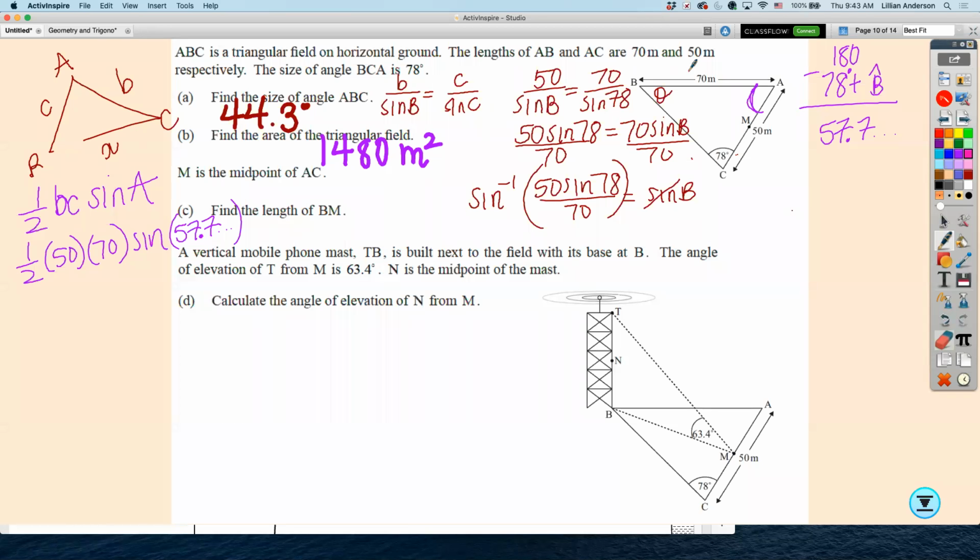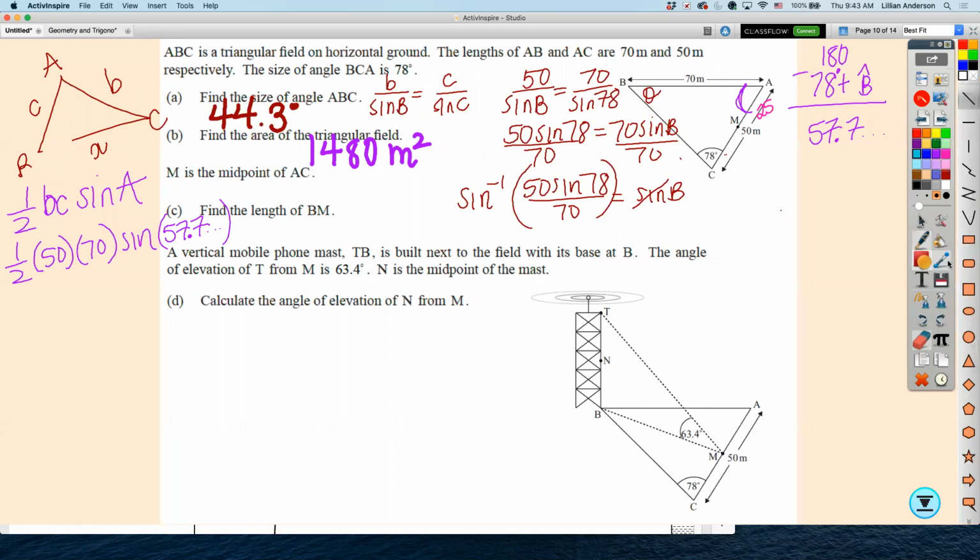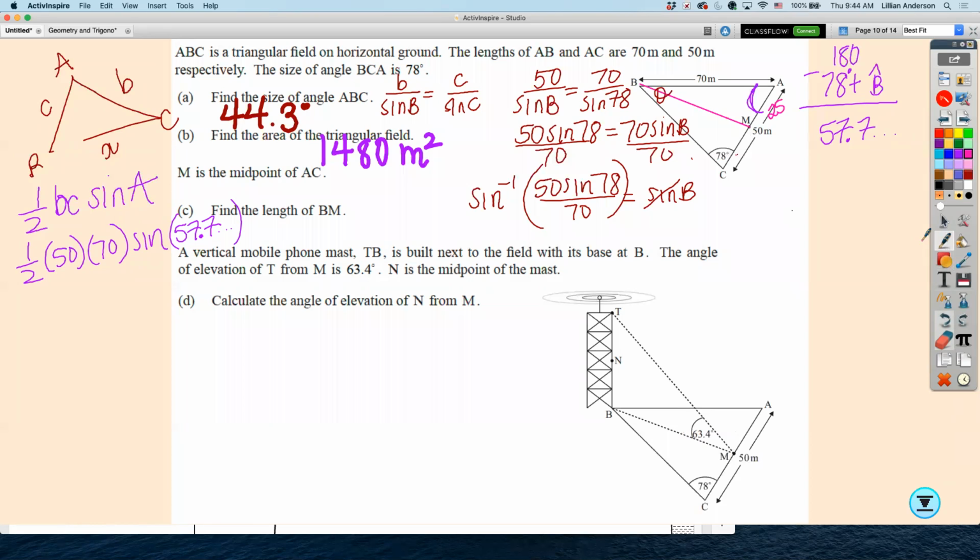Then it says M is the midpoint of AC. Well, if M is the midpoint of AC, what's the length of AM? 25. Very good, because it's half. So how would I find BM? We use the law of cosine. Why the law of cosine? Because you have a side, angle, side. Sure do, because you found A to be that 57.7 number. So then you would use the law of cosines to find BM.